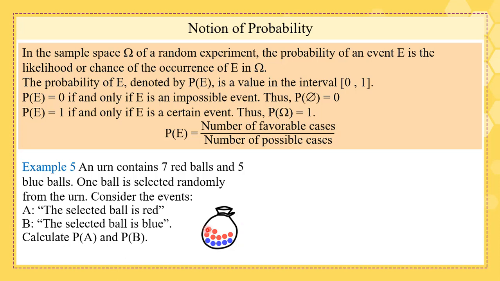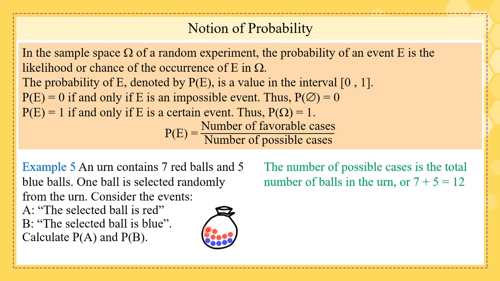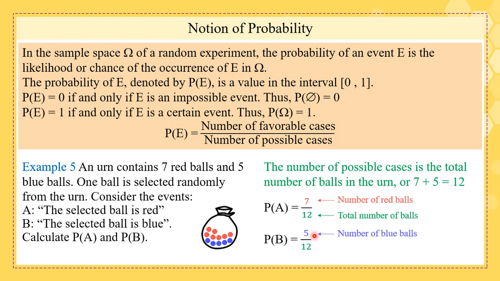Now, how do we calculate P of A and P of B? We need to find the number of favorable cases and the number of possible cases. Let's begin with the number of possible cases, which is the total number of balls in the urn. So we have 12 balls, and the number of favorable cases would be the number of red balls for P of A and the number of blue balls for P of B. So as you see here, the probability of A is 7/12 and the probability of B is 5/12.